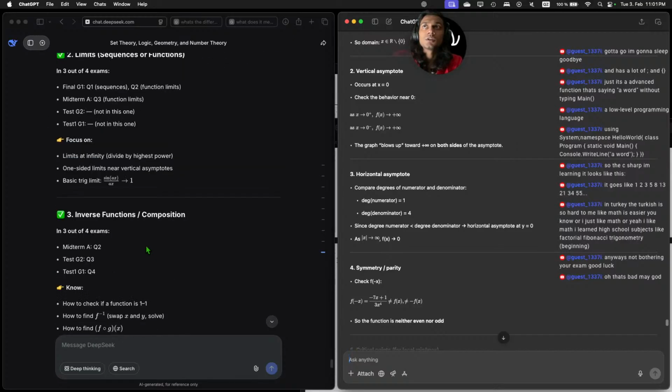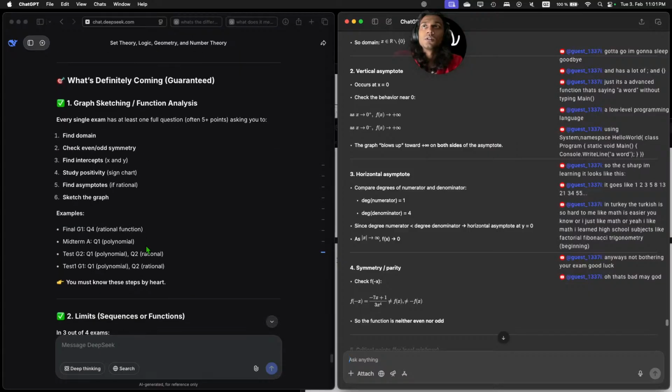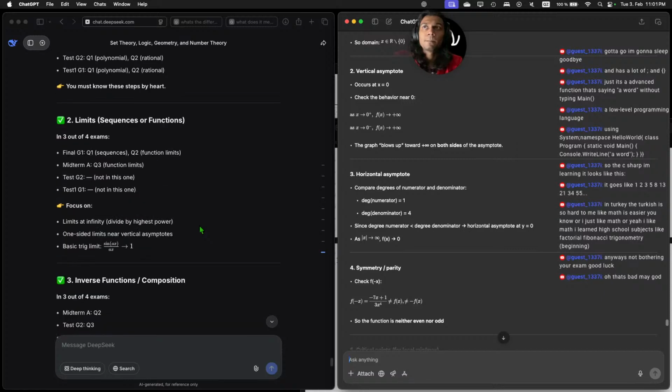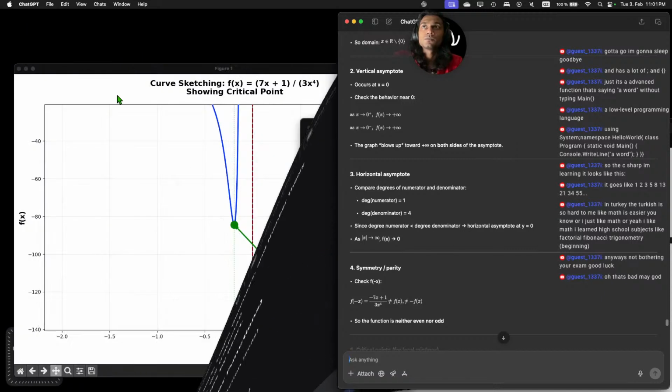Function analysis, that's going to be coming. Limits, okay. Inverse functions.